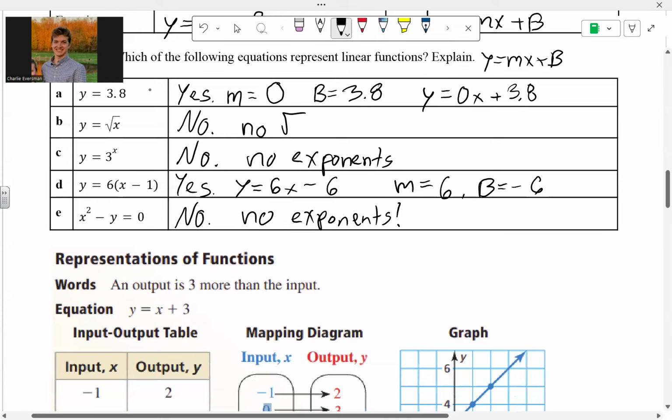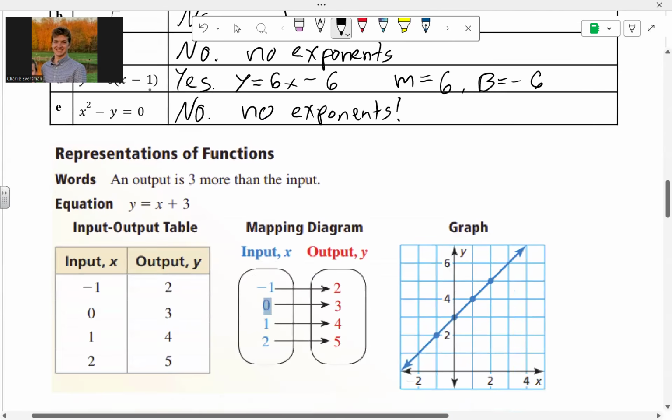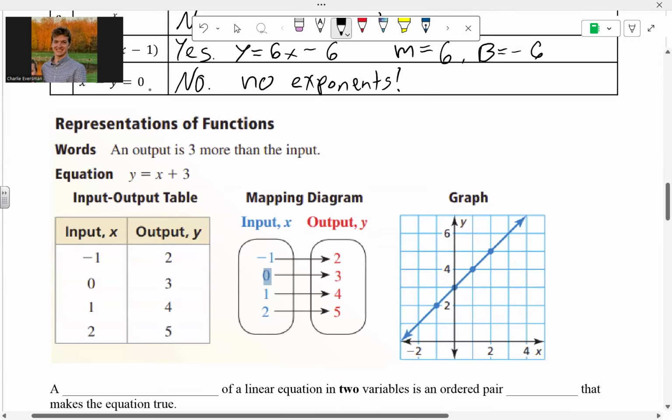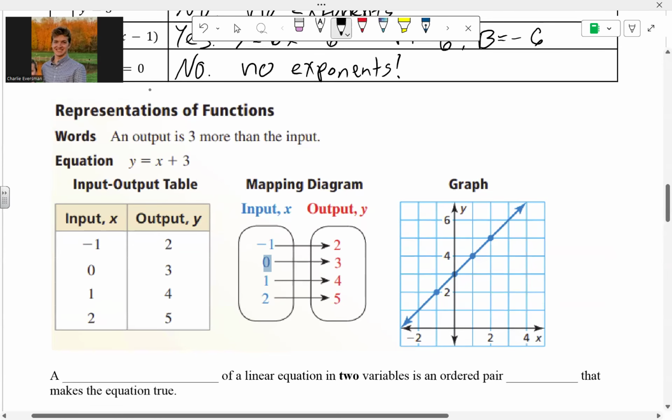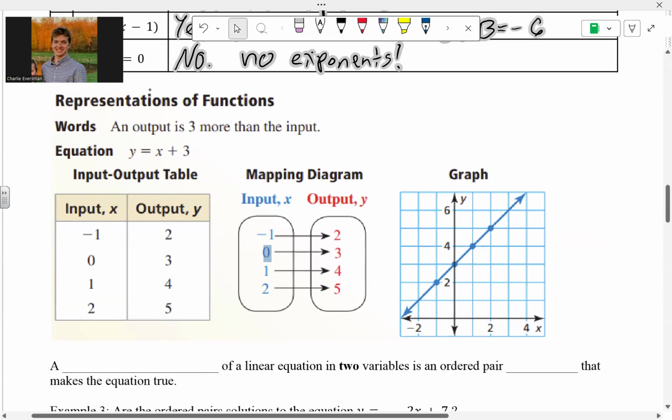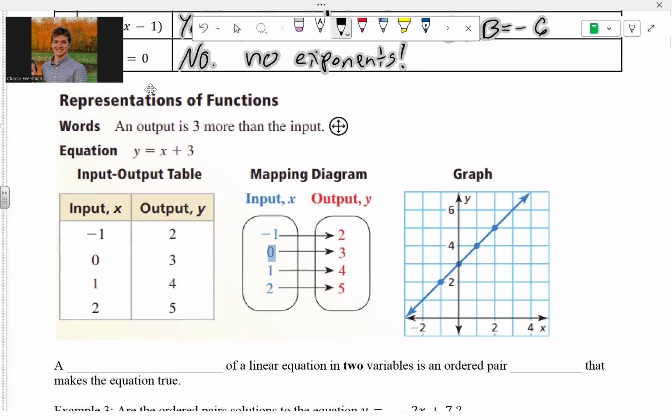All right, so here's just a little summary of stuff that we've done, and I'm going to mention this graph in a moment here, right? But in words, you can represent a linear function like an output is 3 more than the input. The equation there we've got y is equal to x plus 3, right? Maybe you could do an exercise. M here is maybe a little more difficult to see.